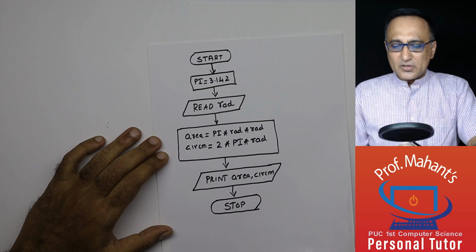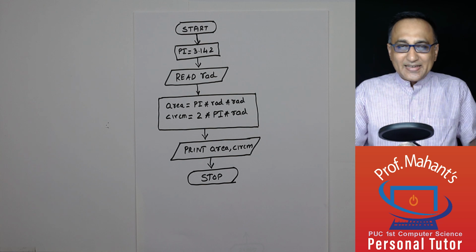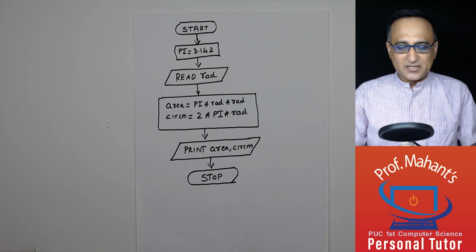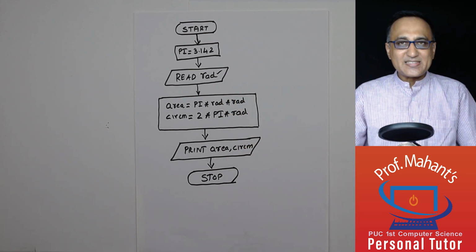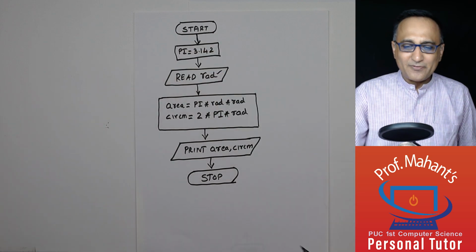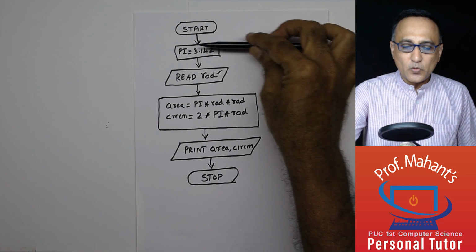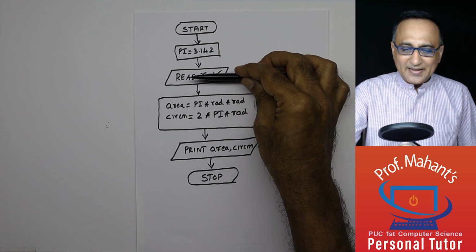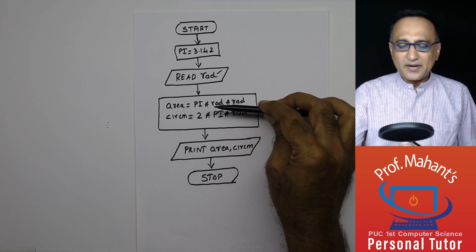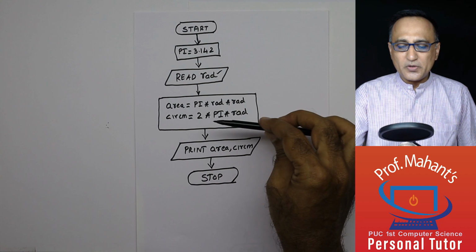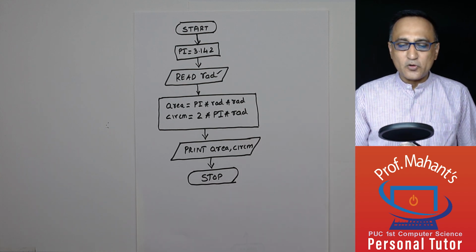Okay. So here, take a look at what I have tried to do. I am interested to calculate the area of a circle as well as the circumference. The only input value I need is the radius. Everything else I can calculate once I have the value of pi. So after I do the start, I define pi as 3.142 and give it a fixed value. Then I read the radius from the user. Then area is pi into radius. Circumference is 2 into pi into radius. I am going to print area and circumference and then I am going to stop.